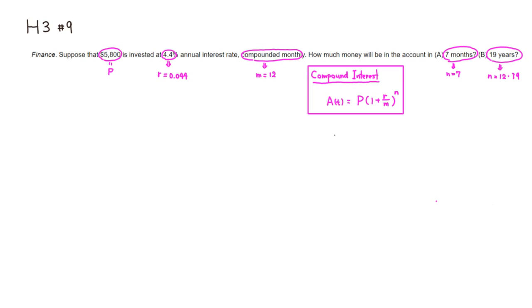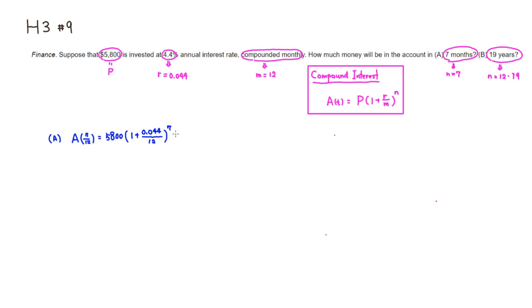So part A is going to be for 7 months. So A of t, where t is 7 months, which is 7 over 12 years, right? This is going to be equal to, principal is 5,800 times 1 plus r is 0.044, m is 12, right? Then the total number of compounding periods would be 7.